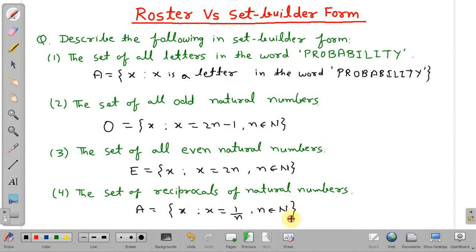So this is how we write a set in roster and set builder form. Okay friends, in this lecture we have discussed roster form and set builder form of a set.